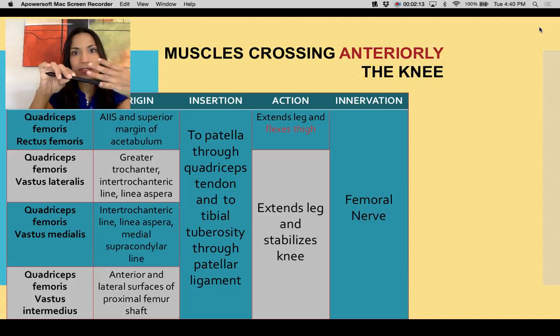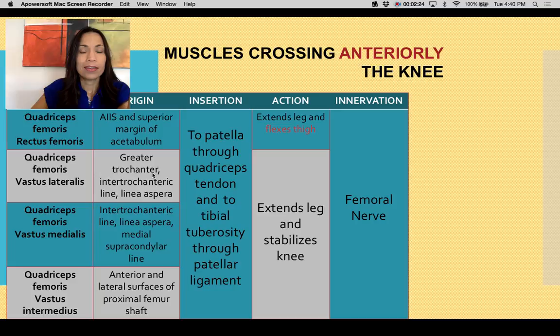Now, all of these muscles, or all of these fascicles or heads, not all of them, three of them, have the origin on the femur. The three vastus have the origin on the femur. There's one, the rectus femoris, that has the origin on the hip bone. So, rectus femoris is spanning the hip joint anteriorly and the knee joint anteriorly. So, it's crossing two joints.